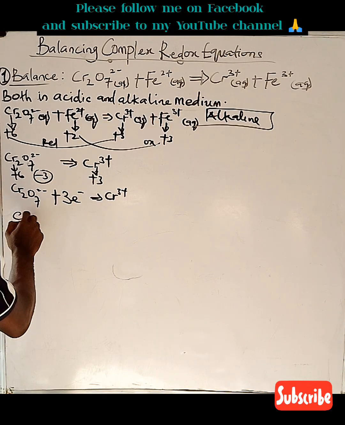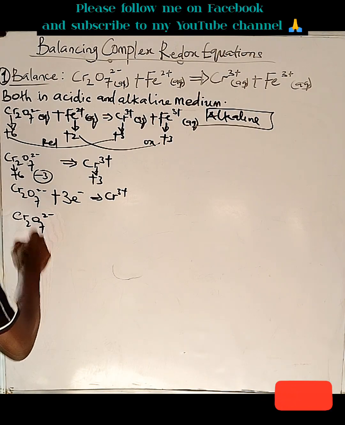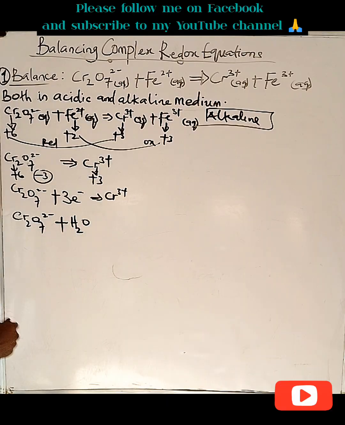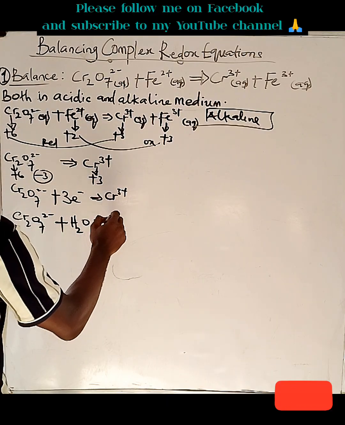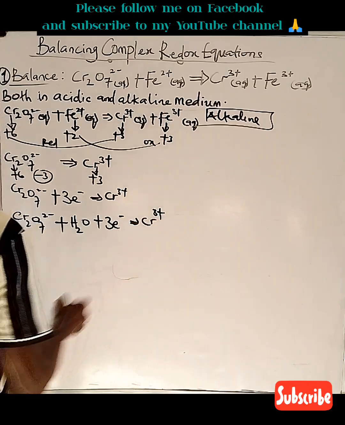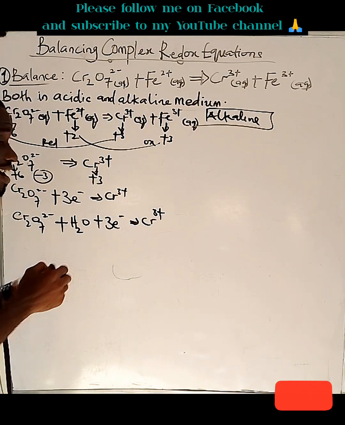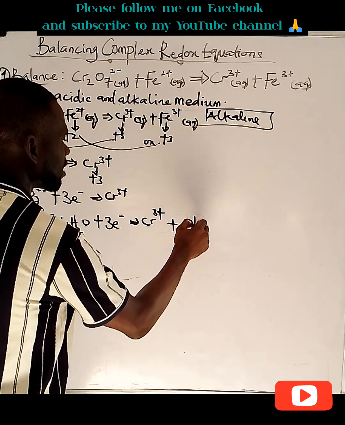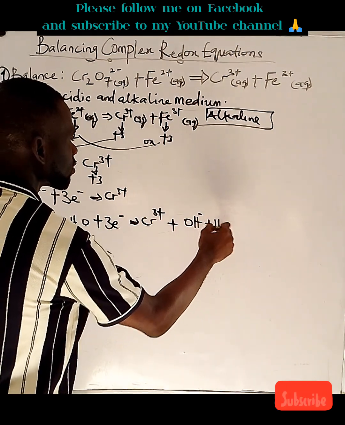So that is Cr2O7 2-, plus water. We're adding water to this place, then plus 3 electrons. Then we have the chromium here, which is 3+. After adding water, now this is alkaline medium. This is not acidic medium. So we're going to be adding hydroxyl ion minus plus water.